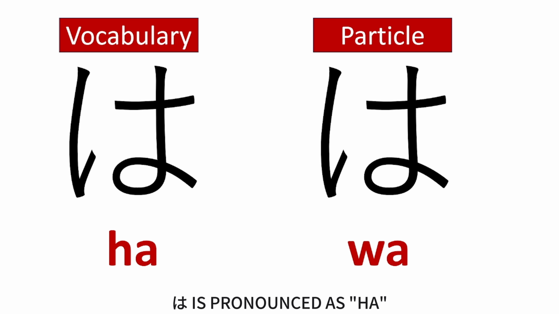Ha is pronounced as ha when used in words. However, when used as a particle, its pronunciation changes to wa. Particles are part of grammar, and we'll talk about it later.